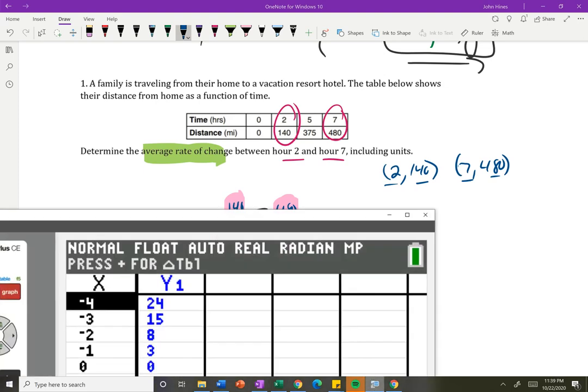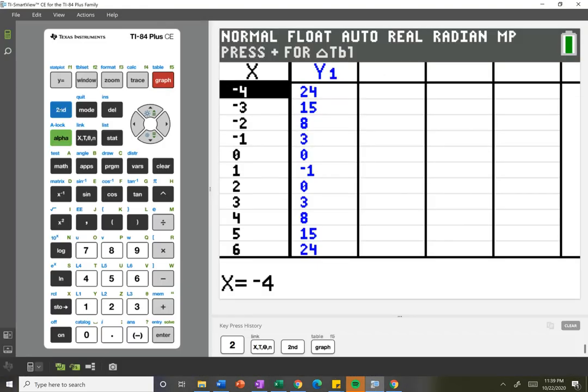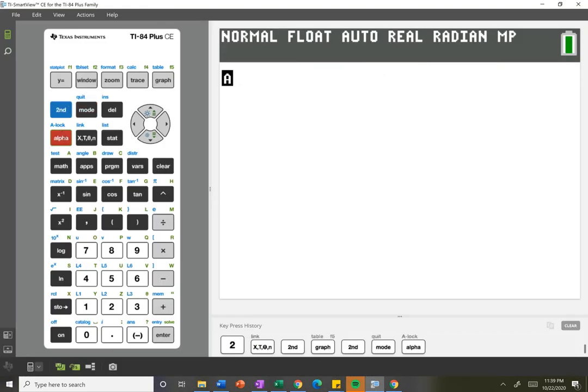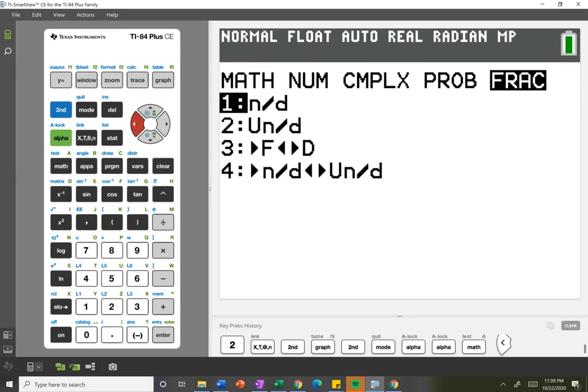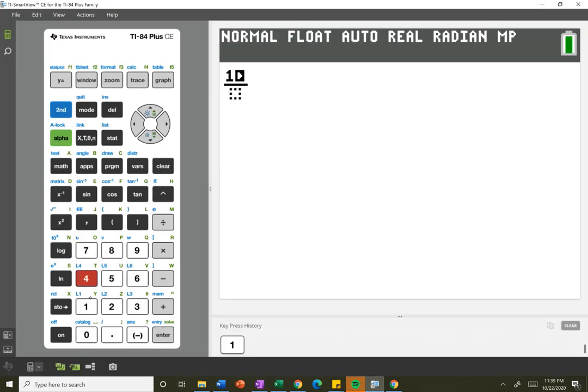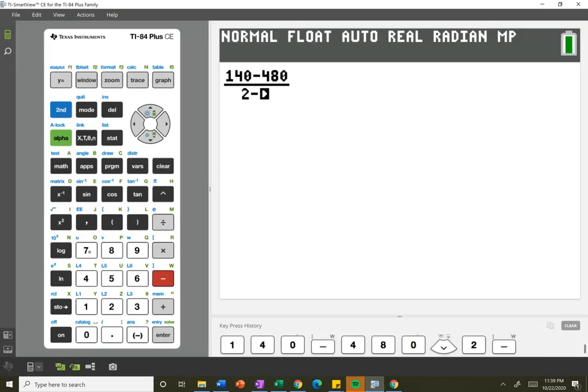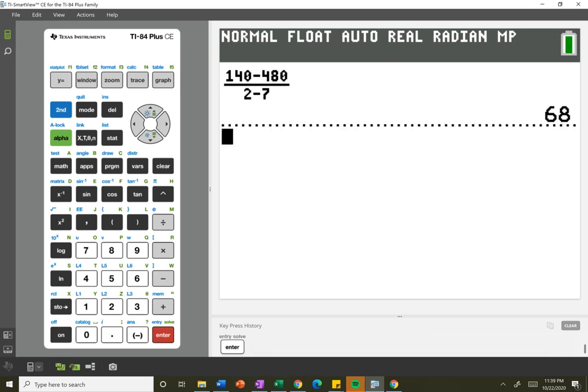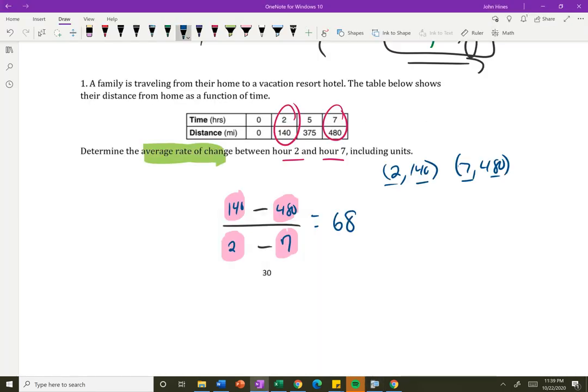And again, you can just type this right into a calculator. There's no need to do those computations by hand. You're going to go to math, fraction, and now I just need to type in the fraction. 140 minus 480 over 2 minus 7. And the average rate of change comes out to be 68. Now here, notice it says include units. I need to include units here.